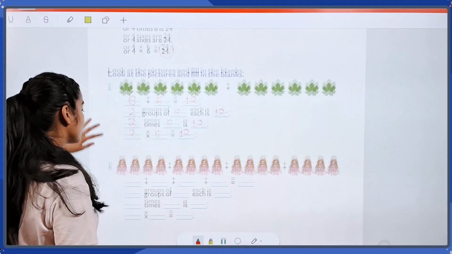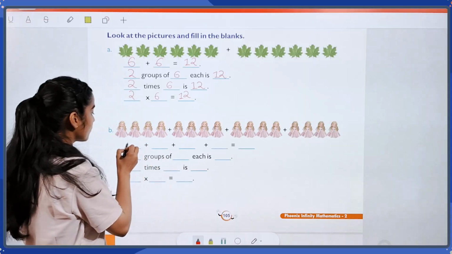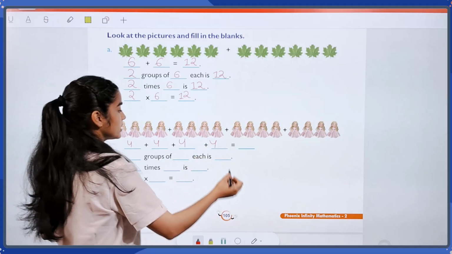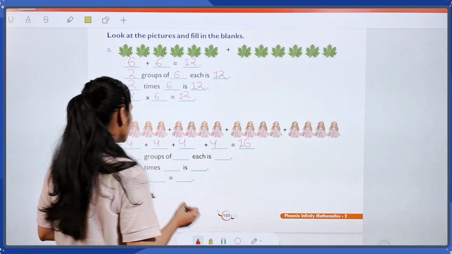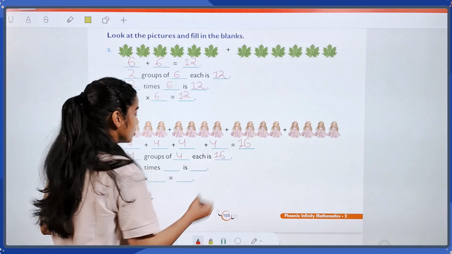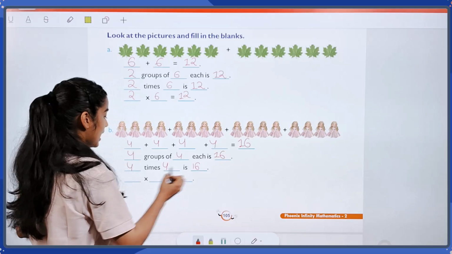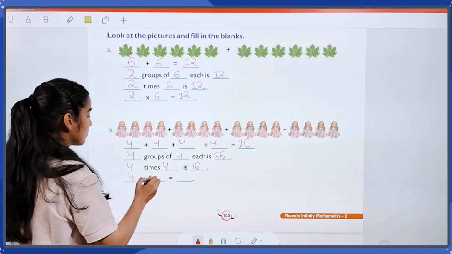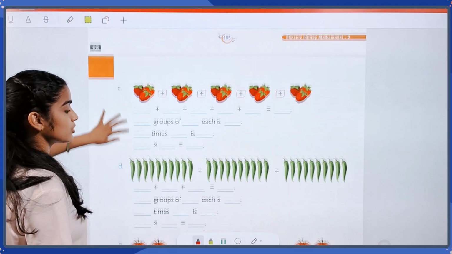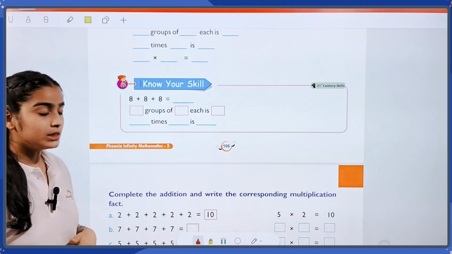You can also write 2 multiplied by 6 is equal to 12. Now you have your dolls: 1, 2, 3, 4. So 1, 2, 3, 4. 4 times 4 we have: 4 plus 4, 4 plus 4, 4 plus 4 is equal to 16. Now what can you say? 4 groups of 4 each is 16. You can also say 4 times 4 is equal to 16, and you can write 4 multiplied by 4 is equal to 16. In the same way you can solve the rest of the questions here, and after that you have to evaluate yourself on how much you learned till now.